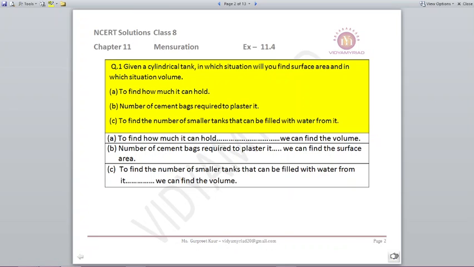So when it is termed as hold, we need to find out its capacity. That means we will be finding out the volume. Number of cement bags required to plaster it. For that we need to know the area of that surface. To find the number of smaller tanks that can be filled with water from it, that means it's relating with the liquid and the capacity, so we will be finding out its volume.